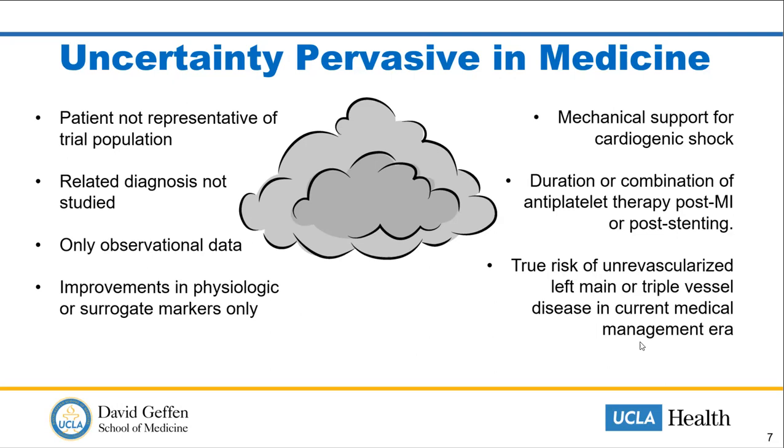Examples include debates over mechanical support for cardiogenic shock. You have a very sick population, so it's hard to think about randomization designs, but we've been misled before by things like the balloon pump, which did not necessarily improve outcomes in certain settings. And there's still uncertainty.